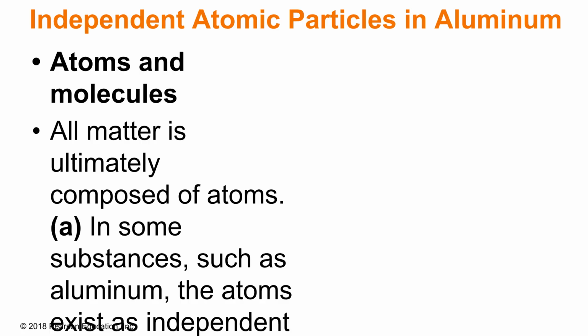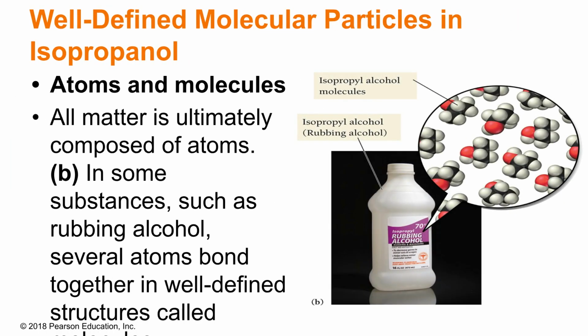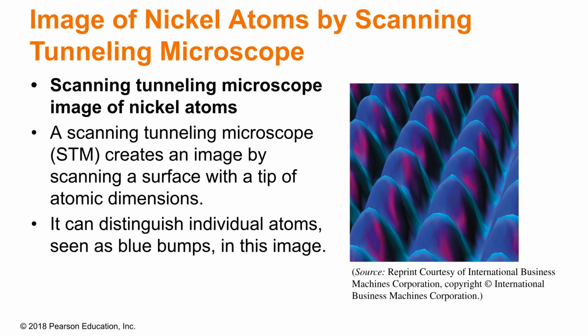All matter is composed of atoms. In some substances, such as aluminum, the atoms exist as independent particles. In other substances, like rubbing alcohol, several atoms bond together in well-defined structures called molecules. A scanning tunneling microscope, or STM, creates an image by scanning a surface with an atomic-sized tip. This image shows nickel atoms as blue bumps.